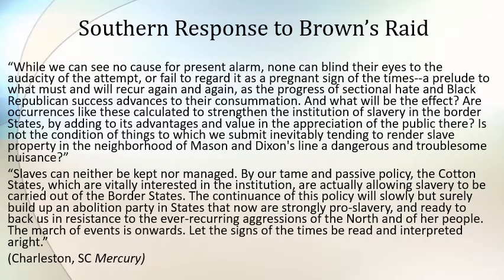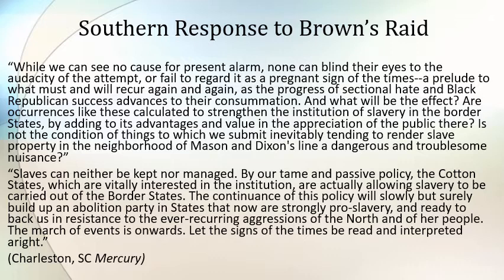We can see some of this theory and ideology in the Southern mind in this Southern response to Brown's raid that comes from the Charleston, South Carolina newspaper, the Mercury. I want to read it because it's worthwhile to see what the South was thinking during this time in 1859 after the raid. "While we can see no cause for present alarm, none can blind their eyes to the audacity of the attempt or fail to regard it as a pregnant sign of the times, a prelude to what must and will recur again and again as the progress of sectional hate and black Republican success advances to their consummation."